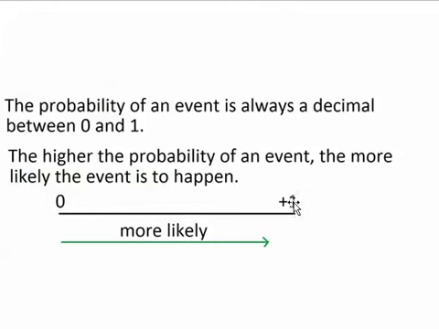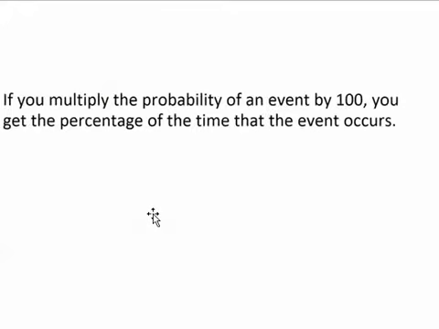It always happens. And the further a probability is above 0, and the closer it is to 1, the more likely the event is to happen. For example, an event that has a probability of 0.7 is more likely to happen than an event that only has a probability of 0.4. Also, if you take the probability of an event and you multiply it by 100, you find the percentage of the time that that event will occur.